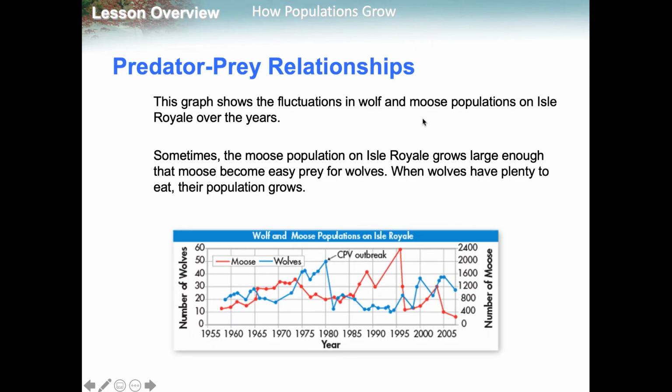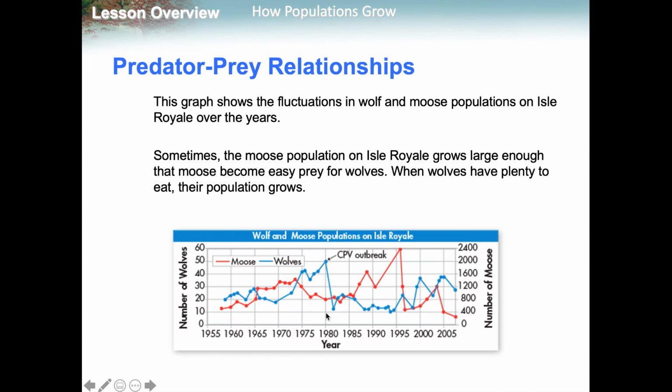This is one of a wolf and moose population on Isle Royale over the years. As you can see, the blue line is the wolf, and the red line is the moose. So around 1980, the number of wolves, which was 50, was basically the highest point of it. And that more than likely is their carrying capacity. But they had an outbreak of a virus, probably caused by the population density. And that caused them to dramatically decrease. They got to maybe about 11. The moose population kind of just stayed level.